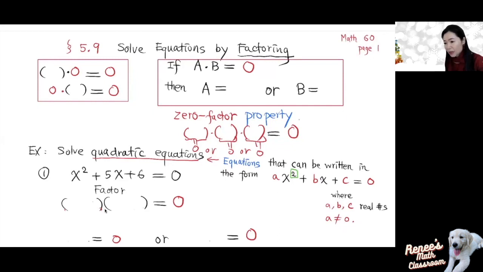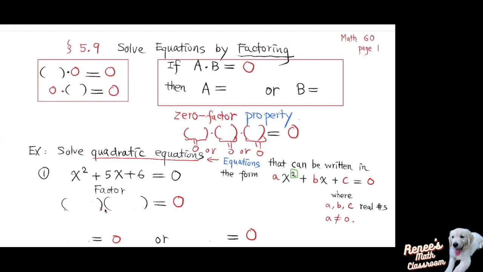Let's discover this property. So we know that any quantity times 0, we get 0, right? So what happens if A times B equals 0? What can we conclude about A or B? If these two factors, A and B, multiplied equal 0, then what can we say about A or B? One of them is 0. Yeah, one of them has to be 0, right?